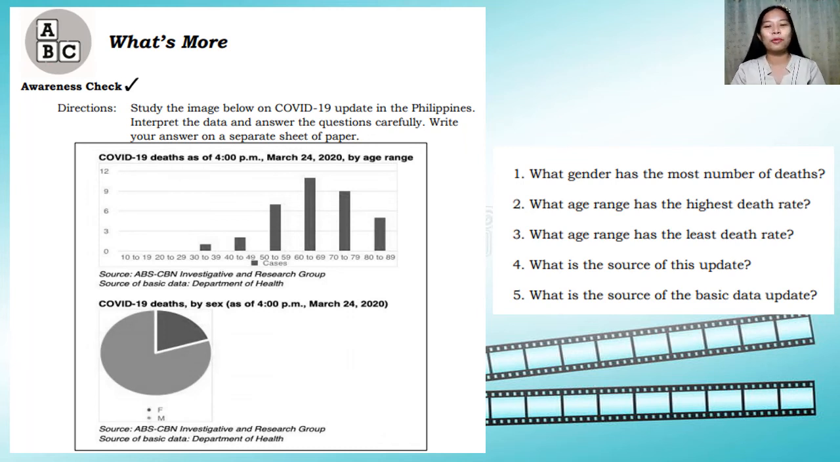Let's start. Number 1. What gender has the most number of deaths? It's up to you which between the two data you will use to answer question number 1. Number 2, what age range has the highest death rate? Number 3, what age range has the least death rate? Number 4, what is the source of this update? If you look close enough, you will be able to find the source of this update. And number 5, what is the source of the basic data update?